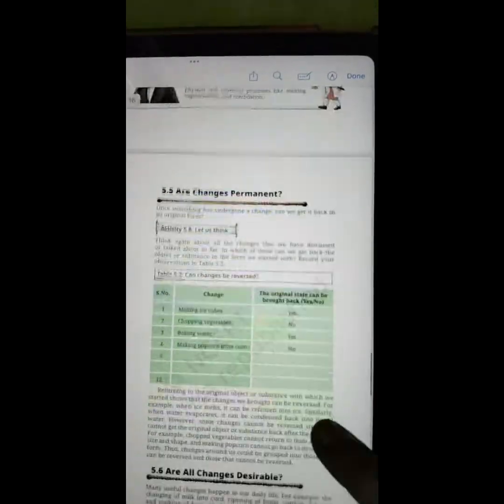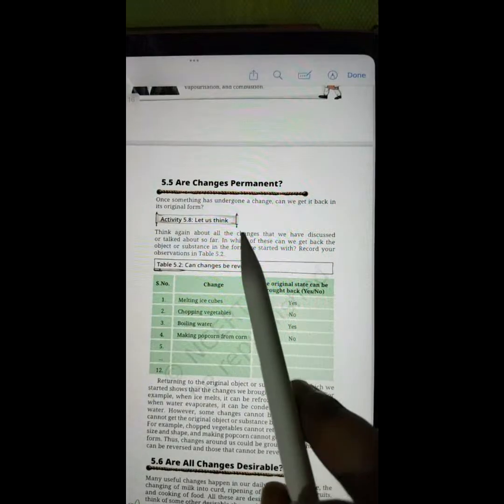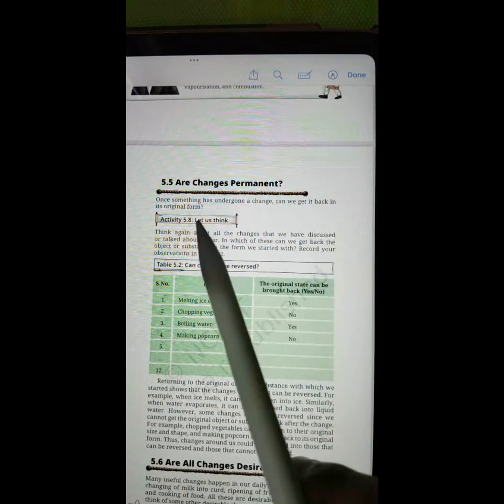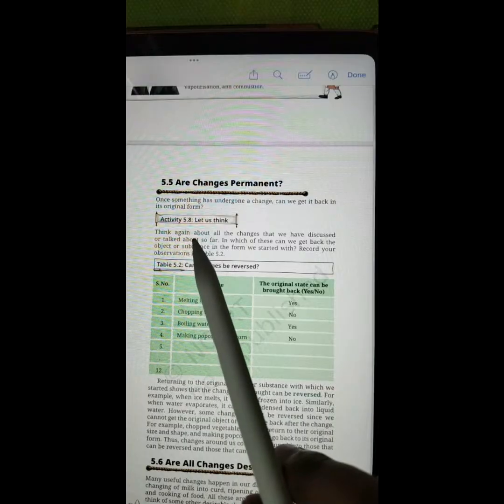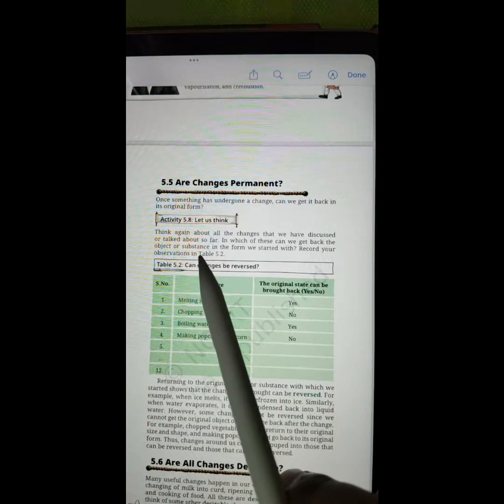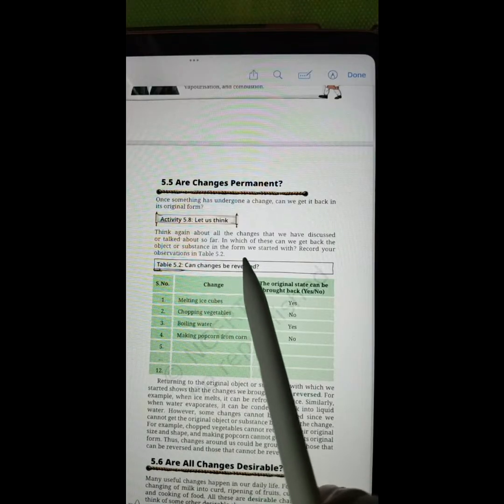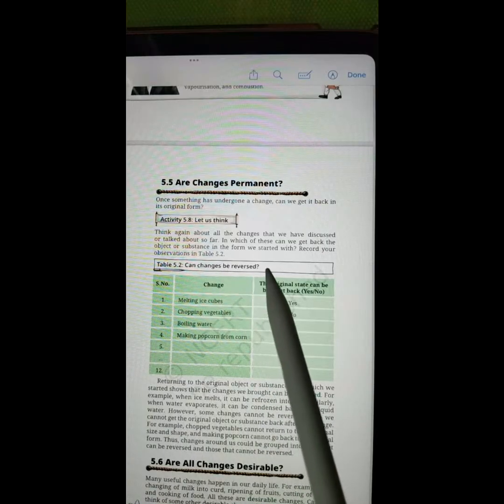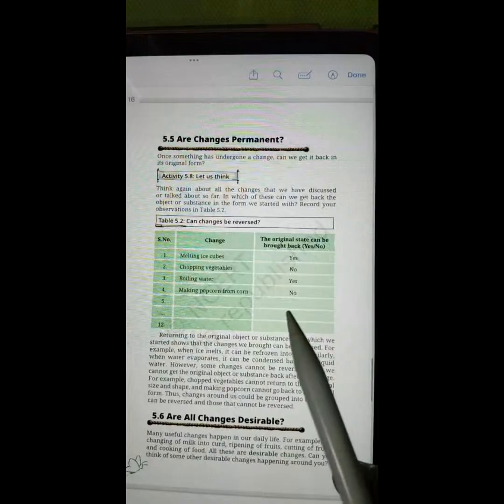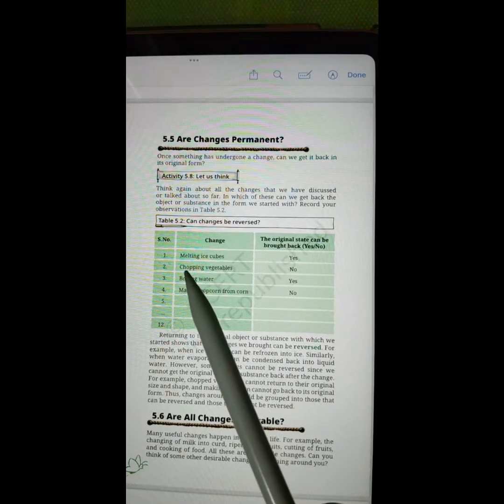5.5 Are changes permanent? Once something has undergone a change, can we get it back in the original form? Activity 5.8. Let us think. Think again about all the changes that we have discussed so far. In which of these can we get back the object or substance in the form we started with? Record your observations. So they have asked you to see this for all these objects.